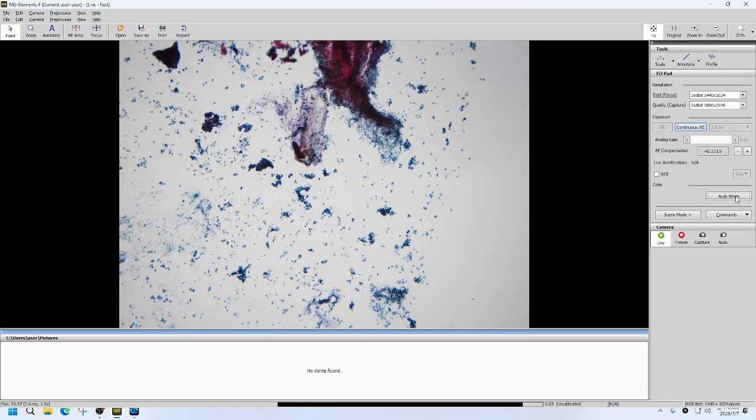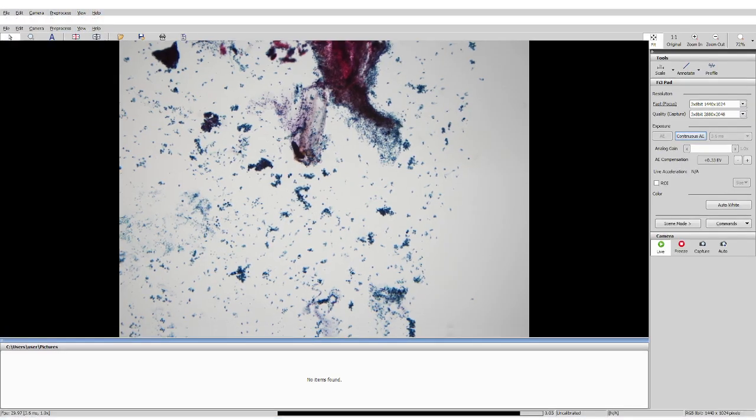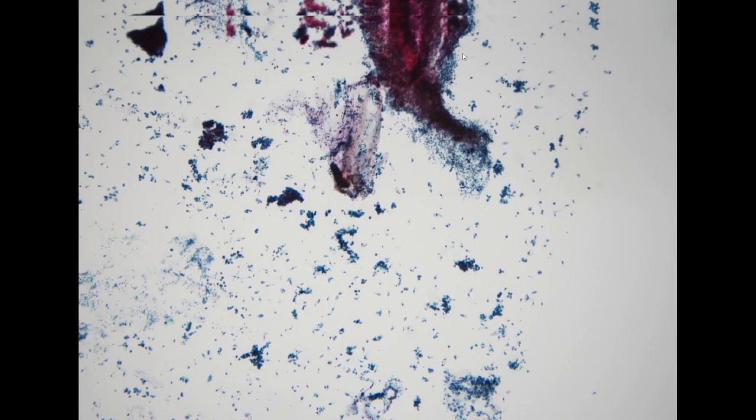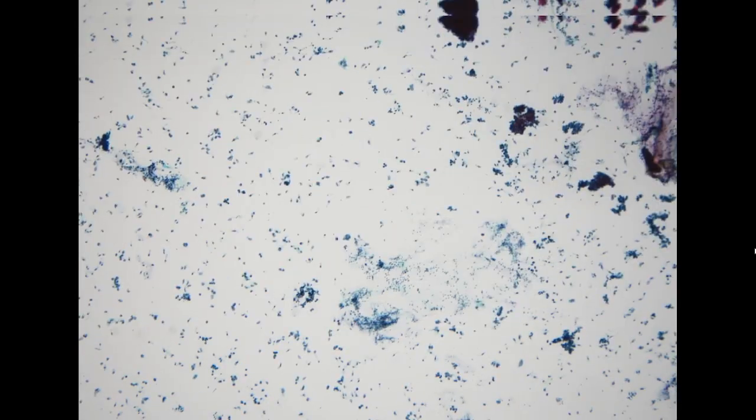Okay, so the first specimen is coming from a 76-year-old female. This is a ureteroscope washing cytology specimen. We received two specimens from this patient. The first one is coming from the left ureter.